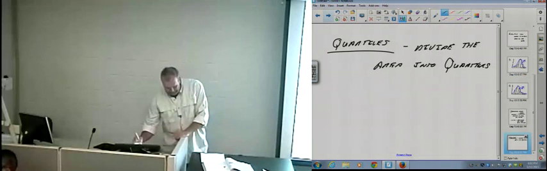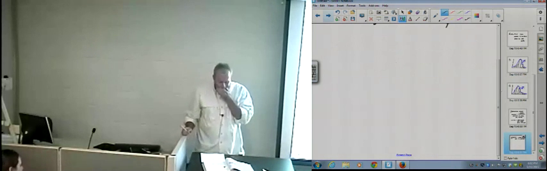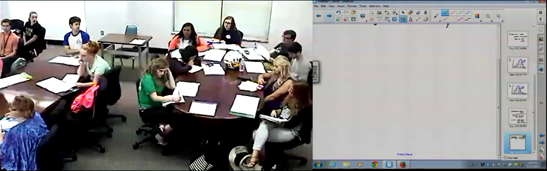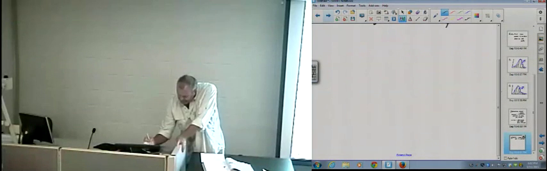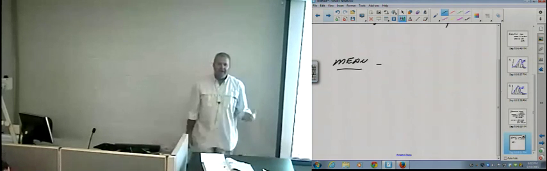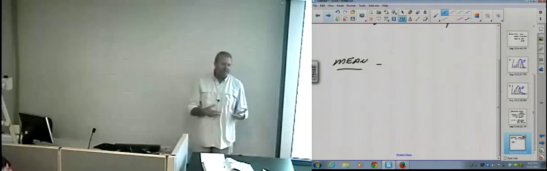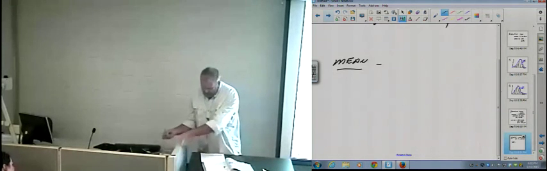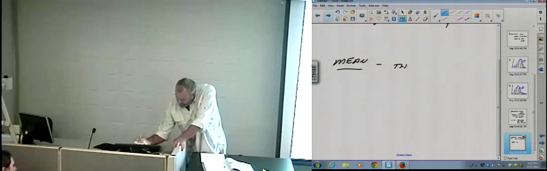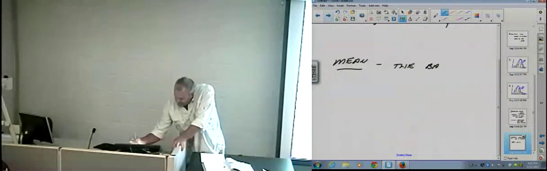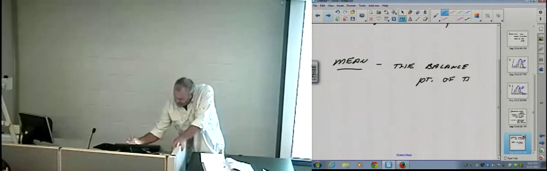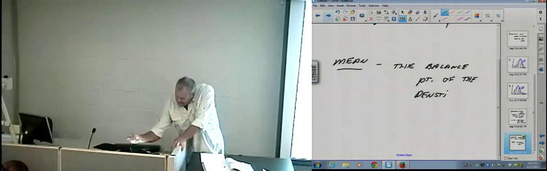Now, the mean. Yeah, I know. When we have the data and we have the histogram, we add them up and divide by the total number. Well, here, the mean is the balance point of the density curve. Think about it like this. The density curve is made of some solid material.